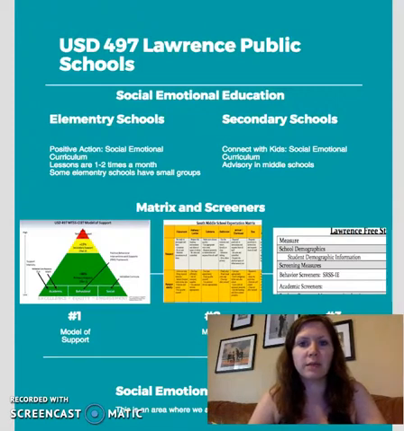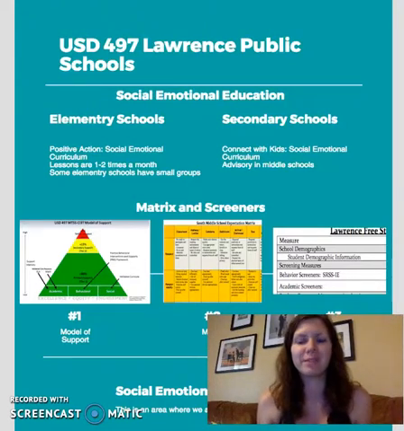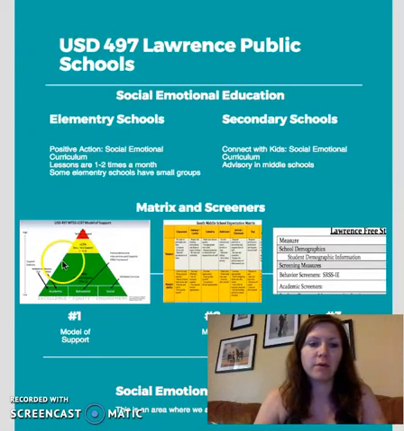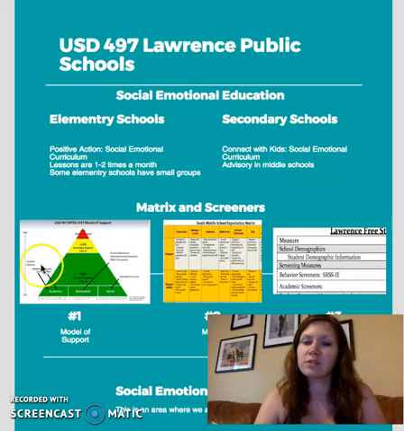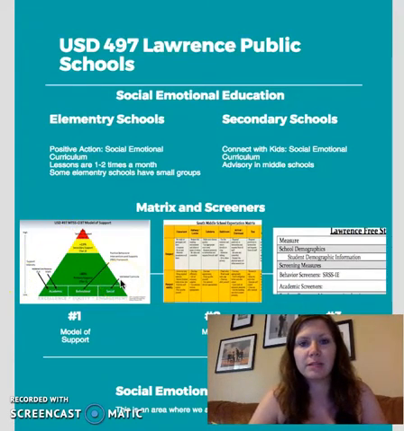the CI3T model, which is the comprehensive integrated three-tier system of support. So it's a different version of MTSS. And in this piece, this triangle shows the model of support on this infographic, but you've got your behavioral, academic, and social needs.